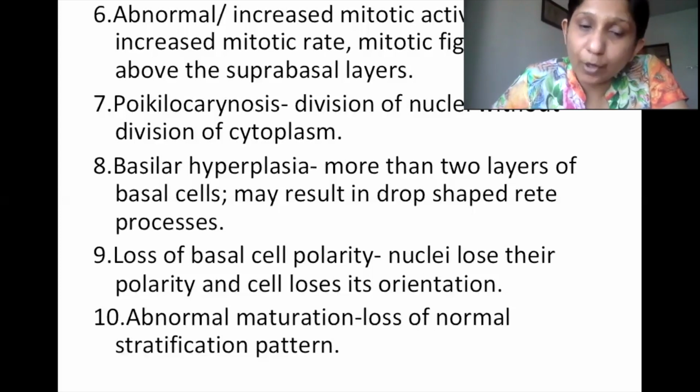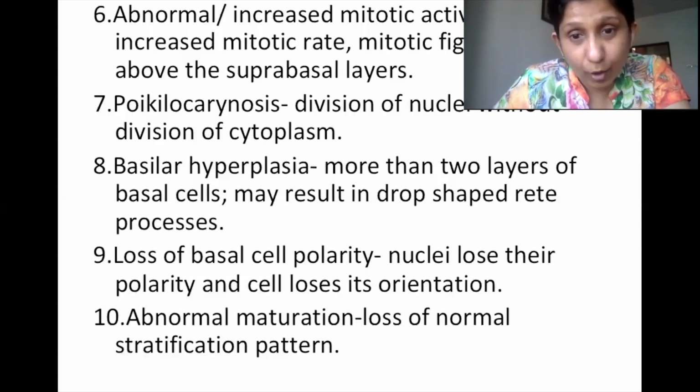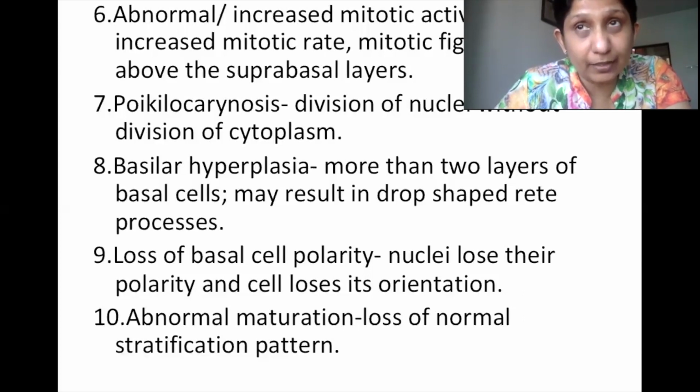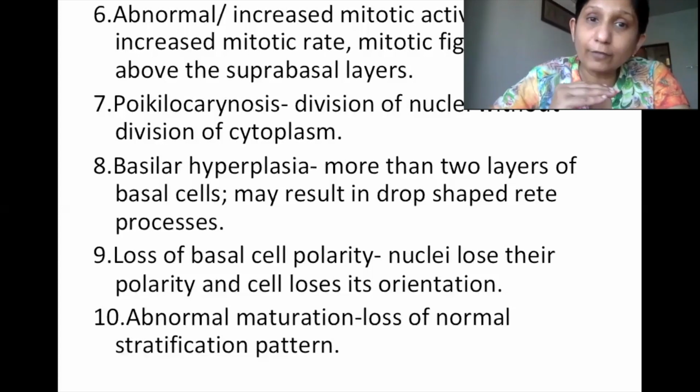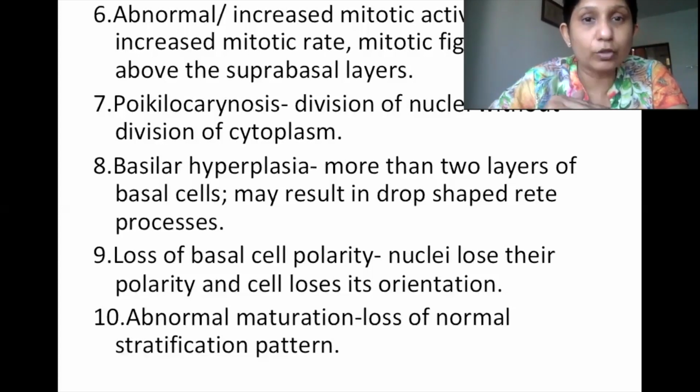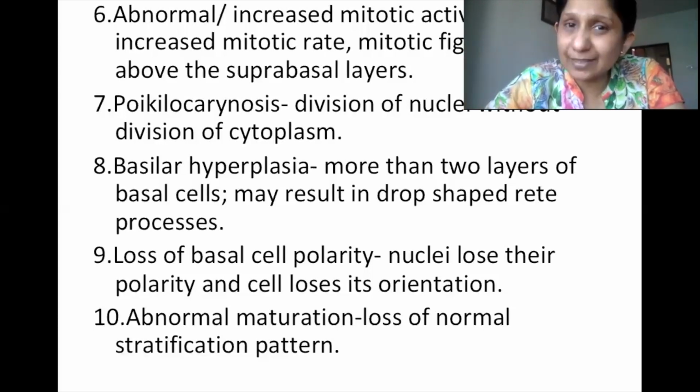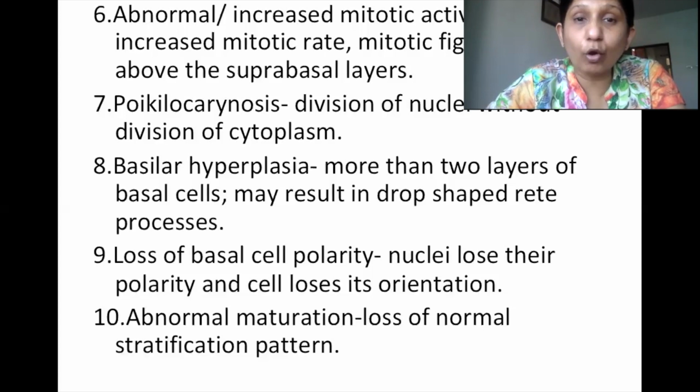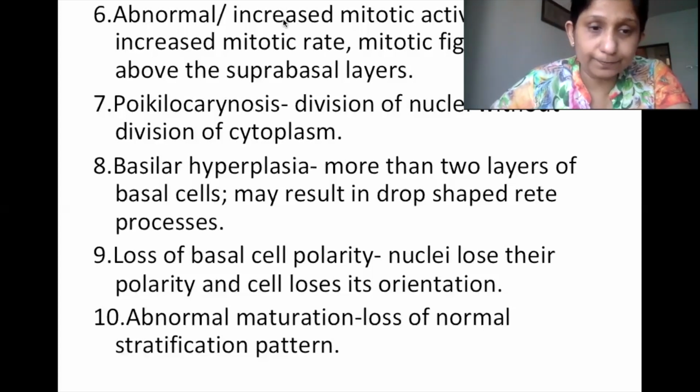The next is abnormal maturation. When I say abnormal maturation, I mean there's a loss of stratification pattern. When we talk about mucosas, there is a certain stratification pattern. That is, you have the lowermost stratum basale, followed by stratum spinosum, then stratum granulosum, and then stratum corneum. That doesn't seem to be in a very uniform manner. So that is called loss of stratification or abnormal maturation pattern.